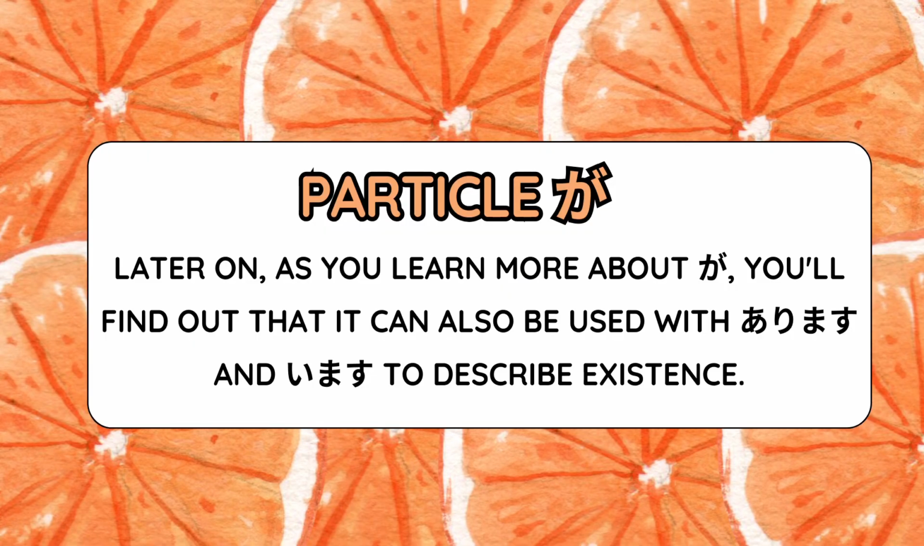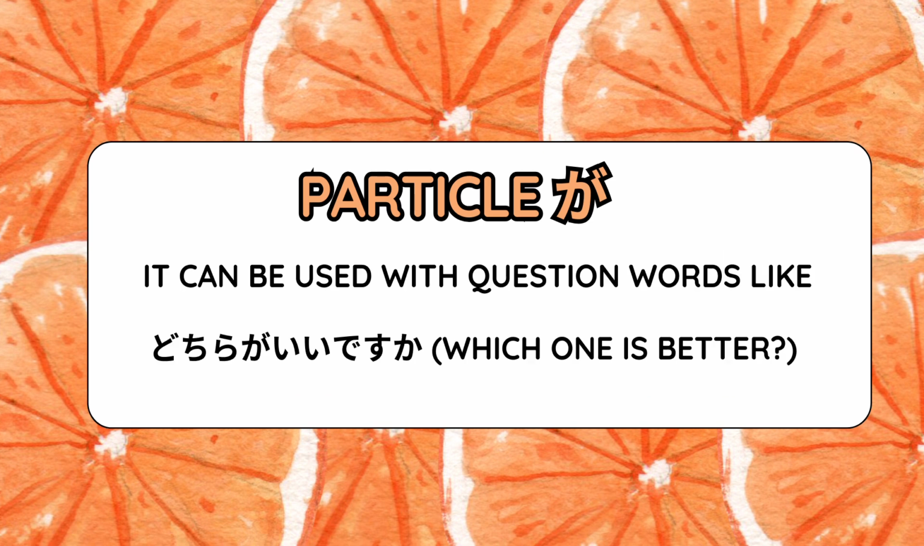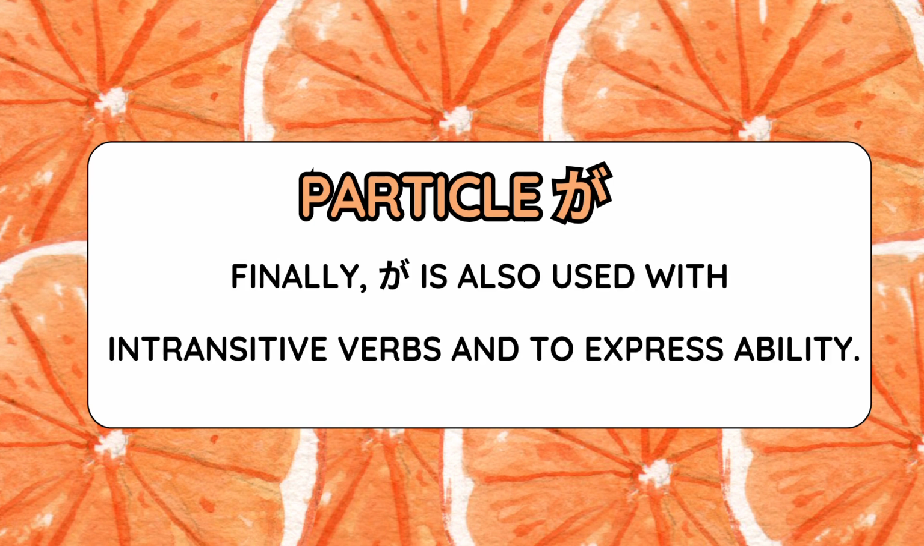Later on, as you learn more about ga, you will find out that it can also be used with arimasu and imasu to describe existence. Or it can be used with question words like dochira ga ii desu ka? Which one is better? Finally, ga is also used with intransitive verbs and to express abilities.